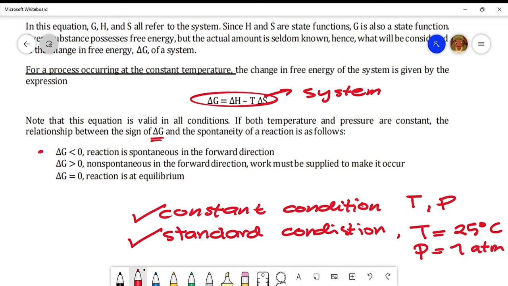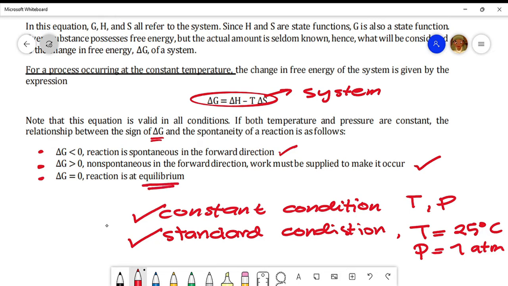So note that if the change in G is negative, or less than 0, the reaction is spontaneous in the forward direction. If it is greater than 0, or positive, it is non-spontaneous in the forward direction. So work must be supplied to make it occur, or energy is required for the process to continue, or for the conversion to work. And finally, if the change in Gibbs free energy is equal to 0, the reaction is at equilibrium.